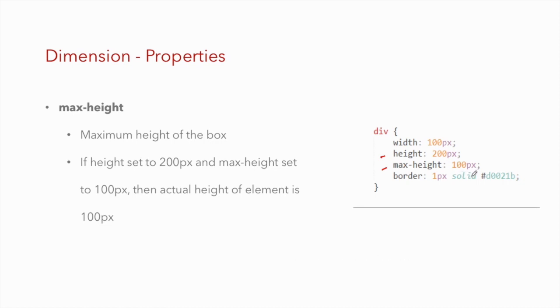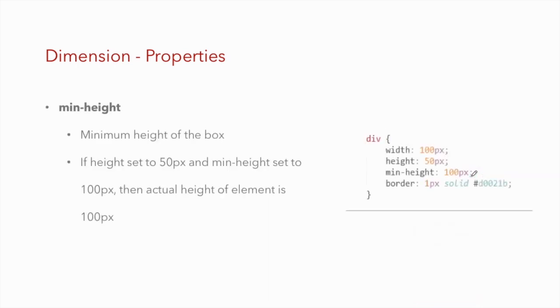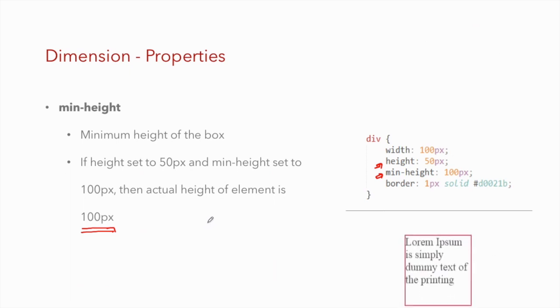Okay, so this kind of behavior is useful when you're working on some code wherein you are expecting that content might get increased by a certain ratio, and you still want to retain all the elements at their original height. In that case, you can definitely use max height. Similar to max height, we have minimum height. So in case you have height as 50 and minimum height as 100, even in this case, the actual height of the element will be 100, because you're specifying explicitly that the minimum height for this element will be 100. Okay.